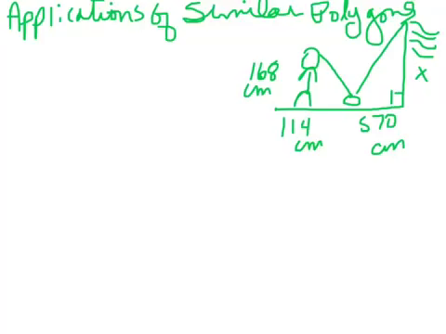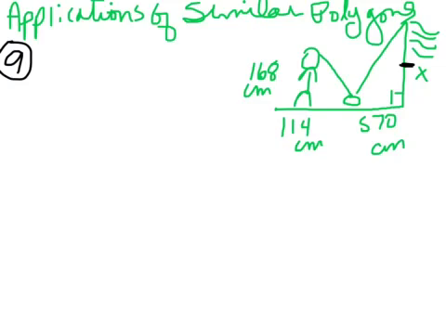This is on the applications of similarity, applications of similar polygons worksheet. This is number 9. I'm just going to do some problems on this video. How tall is the flagpole? They're asking us to find the side that's marked with X there.